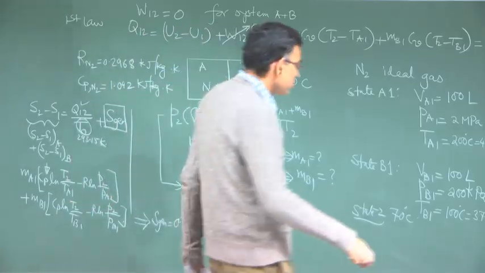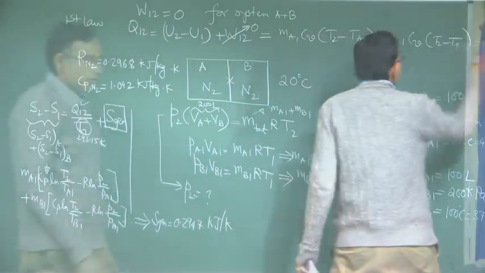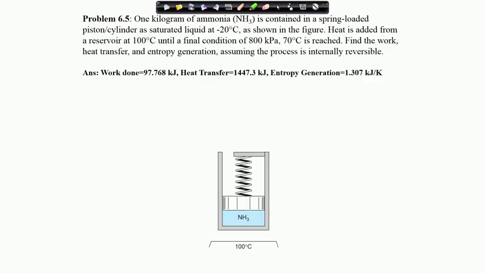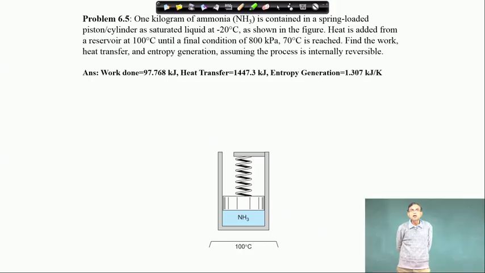Let me erase the board before we move on to the next problem. Next is problem number 6.5. You have 1 kg of ammonia contained in a spring loaded piston. The state 1 is saturated liquid at minus 20 degree centigrade. Heat is added from a reservoir at 100 degree centigrade until a final condition of 800 kPa, 70 degree centigrade is reached. Find the work, heat transfer and entropy generation assuming the process is internally reversible.